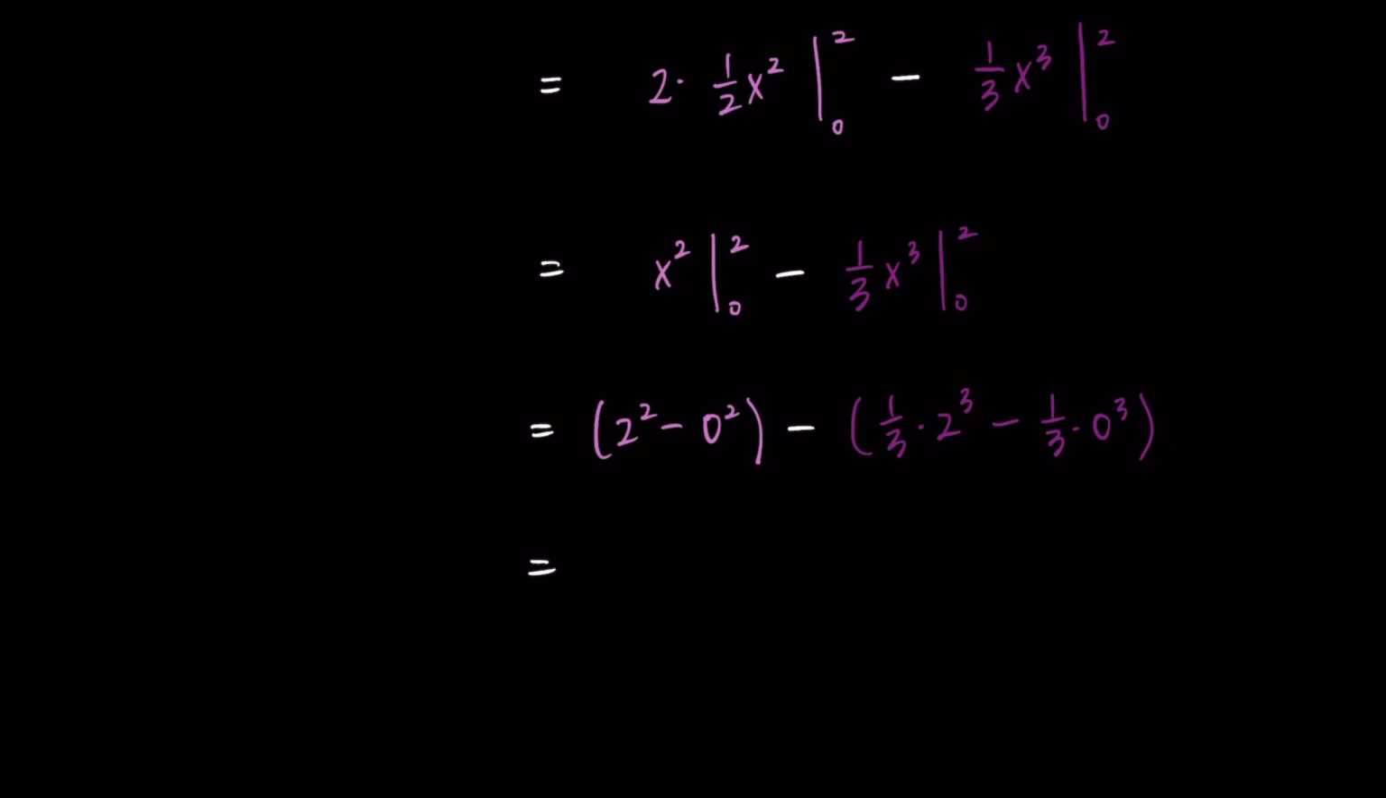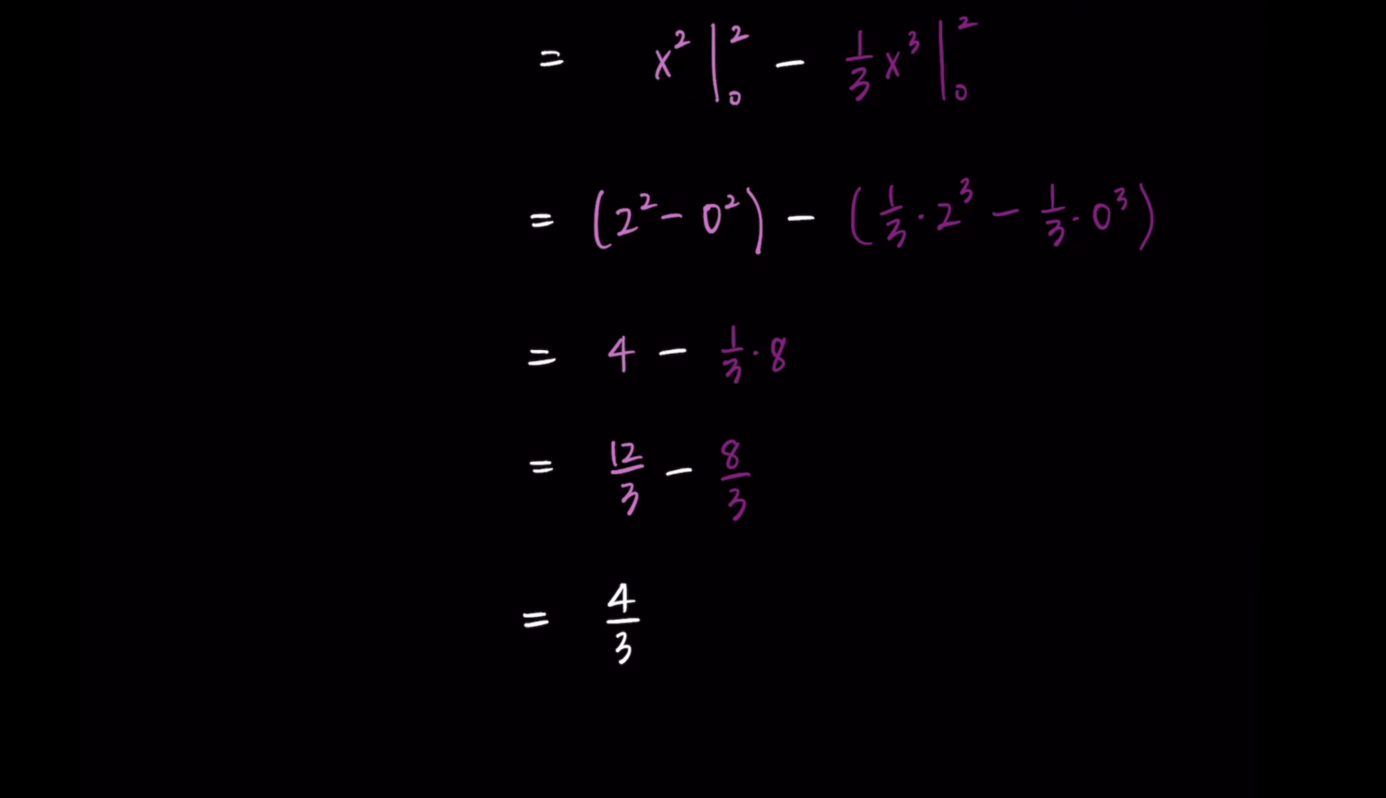Alright, now time to simplify. So I have 4 minus 0, so that's just 4. Then I have 1/3 times 8 minus 0, so that's just 1/3 times 8. To do this by hand, I'm just going to write these both as fractions with 3 as a denominator. So I'm going to rewrite 4 as 12 over 3, and then I subtract 8 over 3, and that's leaving me with 4 over 3 as my final answer.